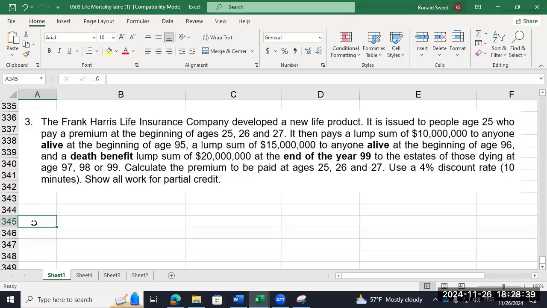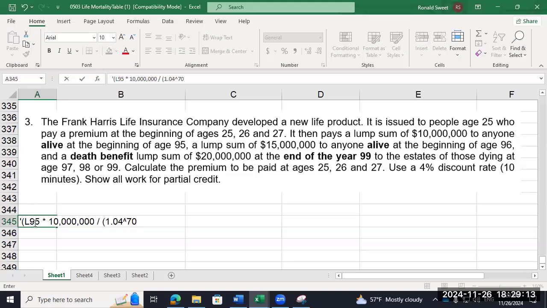I don't know how intimidating this problem is to you. Let me see if I can make it seem simple. So anything that's paid out goes into the numerator. So the first thing they say is they pay out people alive at age 95. So that's L95. They're getting $10 million. Sorry, the numbers are so big. And you're going to divide that by 1.04 raised to the what? It's age 95. They started this at 25. Any guesses here? It's just going to be 70, right? And then 95 minus 25. Don't add 1 because it's an L. If it's an L, you don't add 1. You just do the difference.